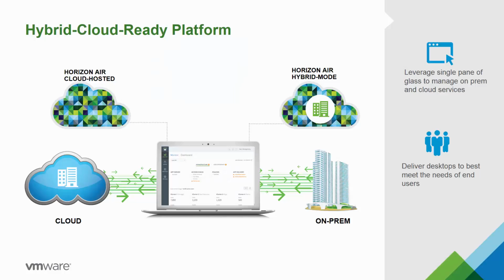New with Horizon 7, we're now offering this hybrid cloud-ready platform that I mentioned earlier. This gives our customers the ability to connect their on-premise Horizon View desktops to a Horizon Air cloud-hosted instance that they may have. This gives them one seamless hybrid desktop and application management capability from a single management interface. Customers can deliver desktops and applications in a manner that best suits their needs and what's best for them.